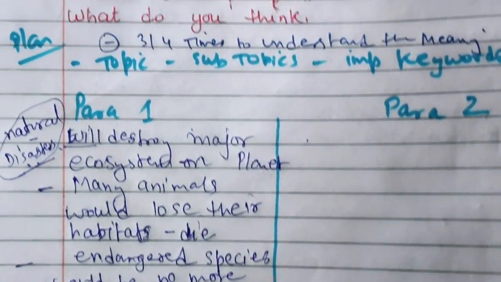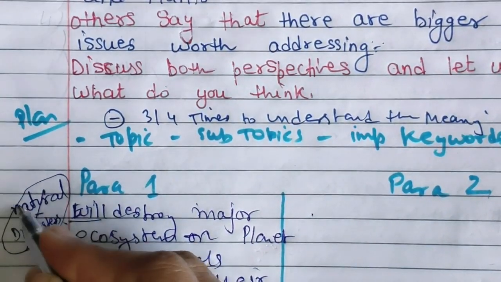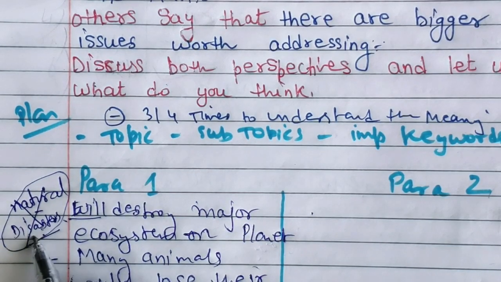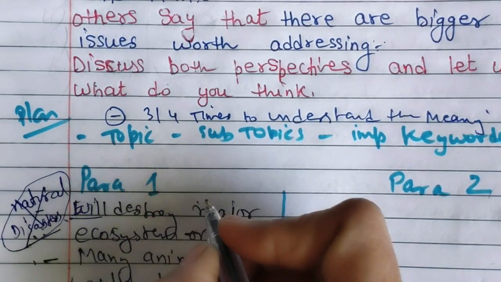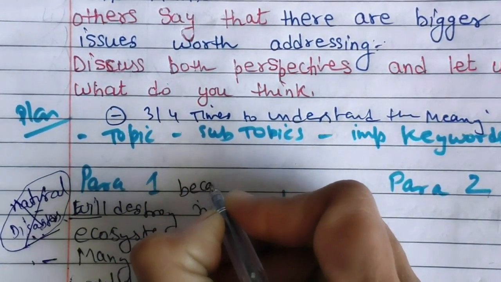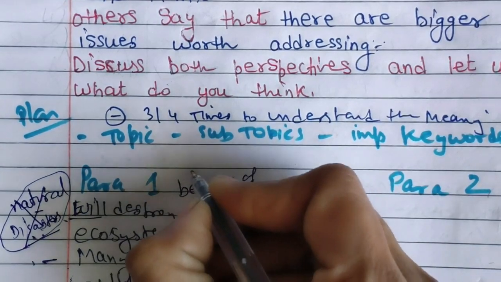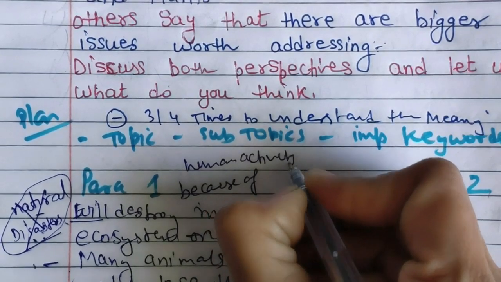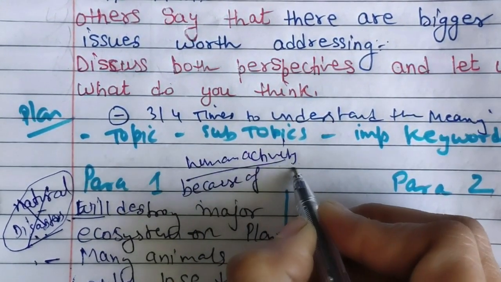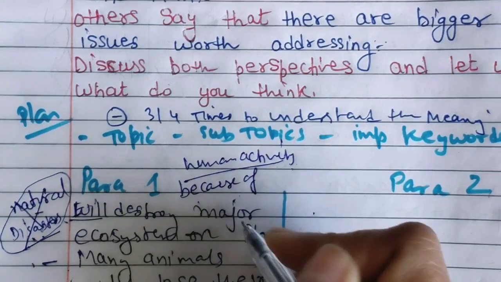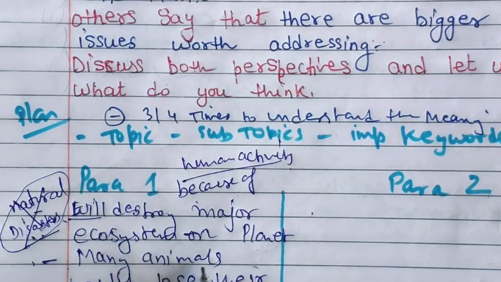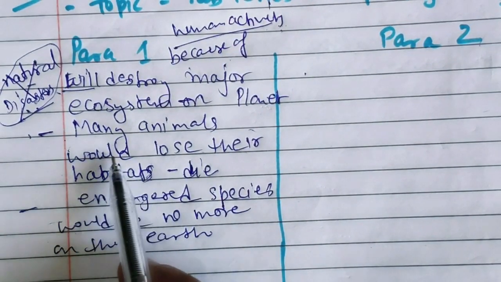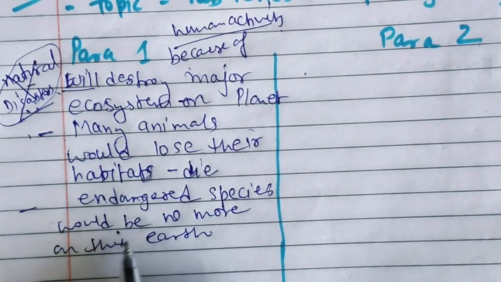Or you can say yes, for natural disaster, see, you will be cutting, you will be doing so many things on planning. That's why planning is important. So why natural disaster? Just because of human activities. Human activities are creating environmental problems, and they will destroy major ecosystems on the planet that are more important for human life also, and we will lose many endangered species.